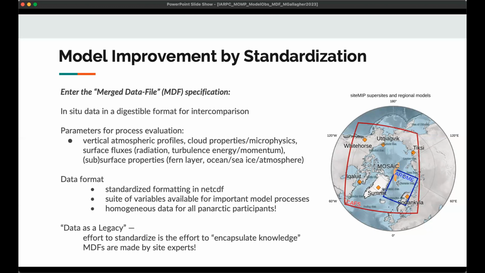And we worked on getting a standardized NetCDF data format to do so. We called this the merged data file specification, and we outlined it, and we provided a publication that outlines this. The idea is that it produces these data sets as a legacy so that we can take the knowledge from these observational sites, encapsulate it into this merged data file, and then anyone who wants to evaluate their models on those data sets has the ability to do so, and it's well documented. But not only did we do that, we created a toolkit. So could you click next slide, please?